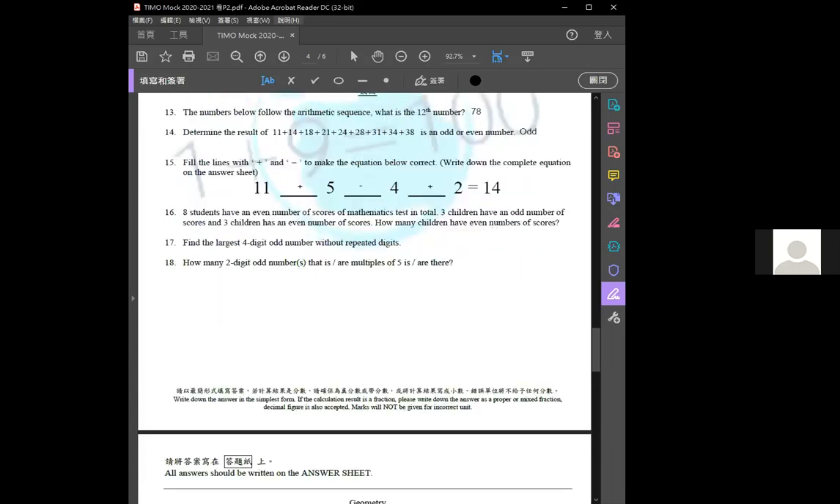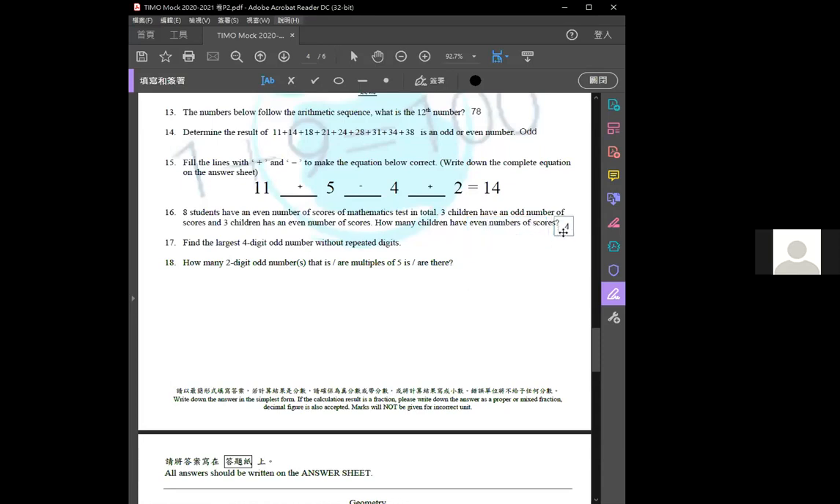So for question 16, if students have an even number of scores of mathematics tests in total, 3 children have an odd number and 3 children have even. How many children have an even number of scores? So in this case, the answer is 4.